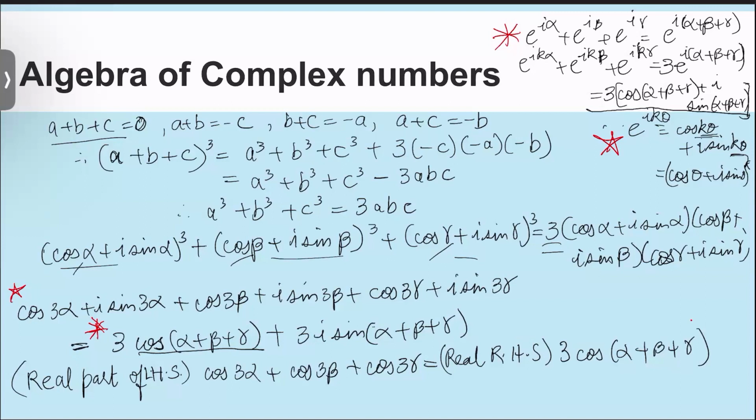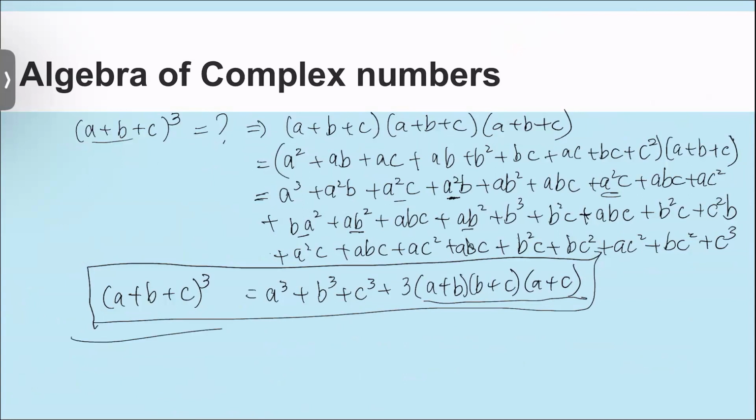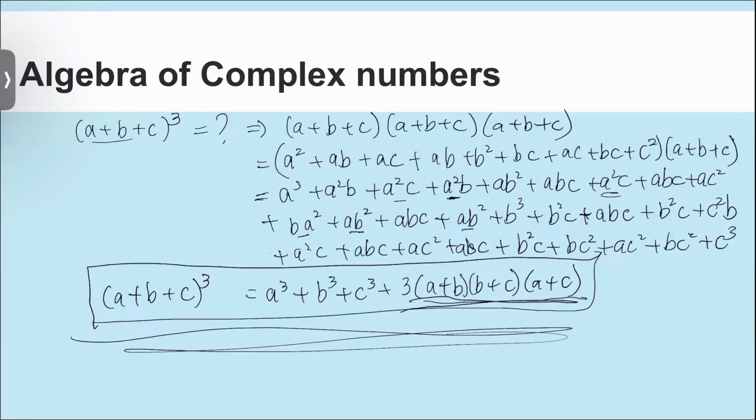Similarly, for the imaginary part, if you are asked to equate the imaginary parts also, you can write that sin 3 alpha plus sin 3 beta plus sin 3 gamma is equal to 3 sin (alpha plus beta plus gamma). Okay, so you can see how we used the identity over here, which we have proven. You can simplify, break up all the different terms, and club them together, and you will see that you get it in this form. So you can solve it on your own.